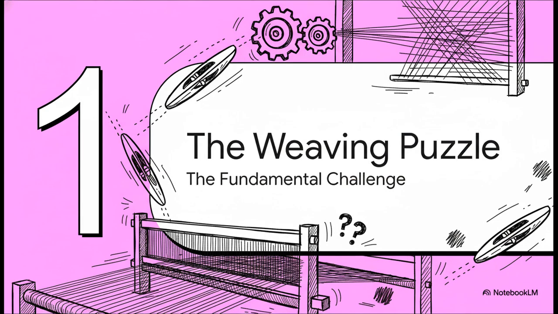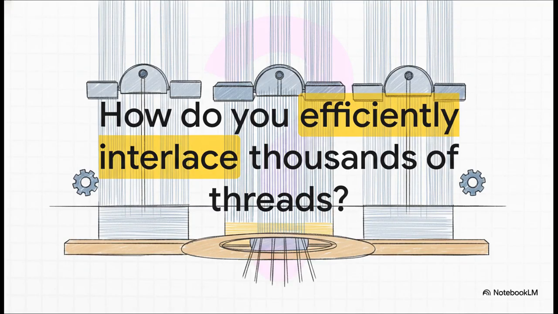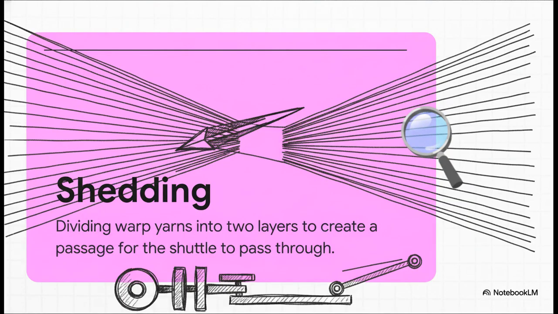All right, let's dive right in with the most fundamental problem in modern, high-speed weaving. Really think about that for a second. How do you get thousands of vertical threads to go over and under thousands of horizontal threads, thousands of times a minute, without the whole thing just tangling up and breaking? Well, the answer is in one primary, really elegant motion. And that motion is called shedding.